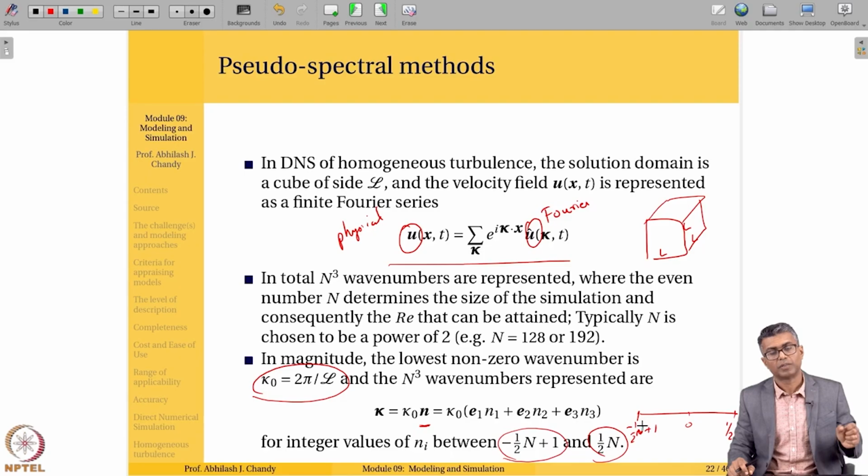And your kappa naught is your lowest wave number. That represents the largest length scale, 2 pi over L. This is all done in a cube. So very simple domain. No walls, just homogeneous turbulence, nothing is dependent on space. Simple enough, right?